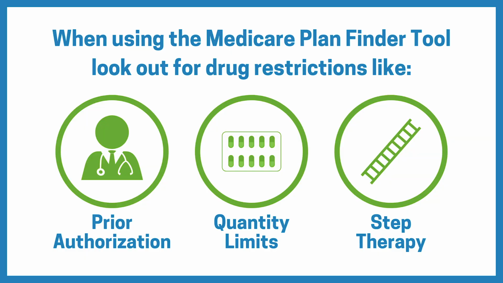Be sure that you check to see whether a plan has any restrictions on specific medications that you take. Part D companies can restrict certain drugs. They can require a prior authorization from your doctor before they agree to fill the medication. They could also place quantity limits on the medication. Lastly, they could apply step therapy to the drug, which means that they can require you to try a less expensive medication first before they will agree to fill the drugs that your doctor has prescribed.